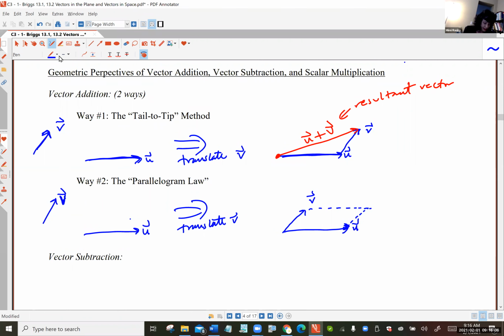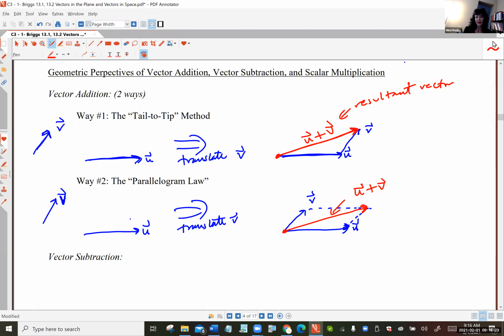The U plus V is simply the diagonal of the parallelogram. There it is in red here. This is the vector U plus V. Can you see that it's the same as the tail to tip method? You end up with the same vector pointing in the same direction and essentially the same magnitude.